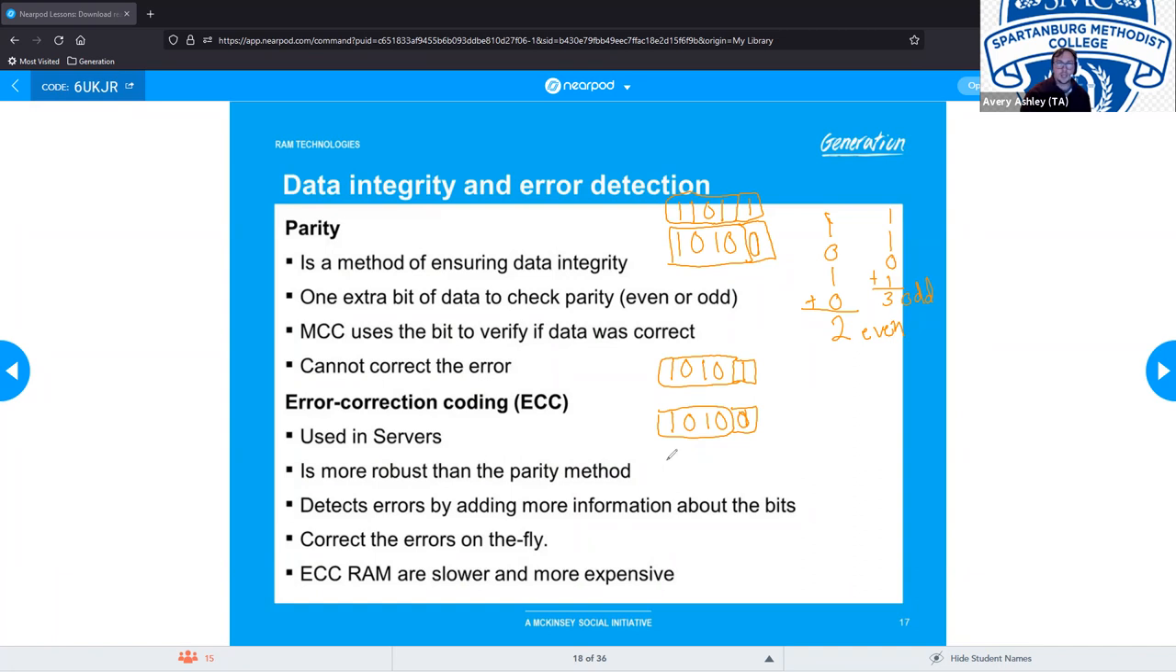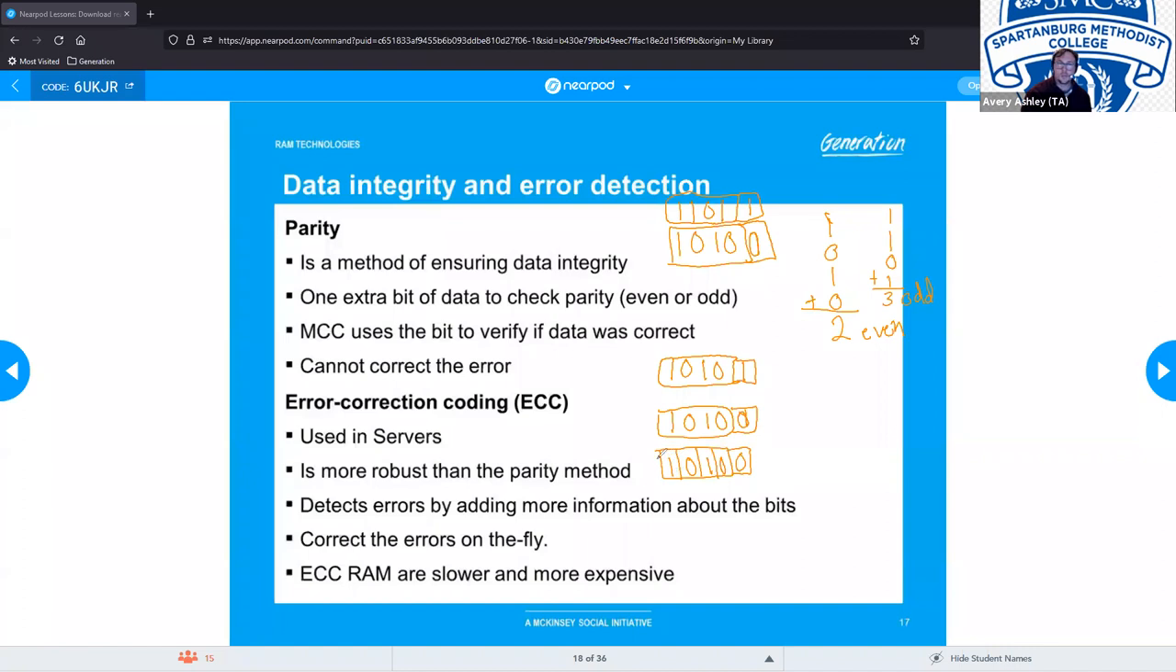But if there's something wrong with the data, let's break it up into 4s. So if this 1 is missing and we get 0, 1, 0, and the ECC bit is 0, we know that this should be even, right? So in order to make this even, our missing number has to just be a 1, because 1 + 1 is going to be 2, right?